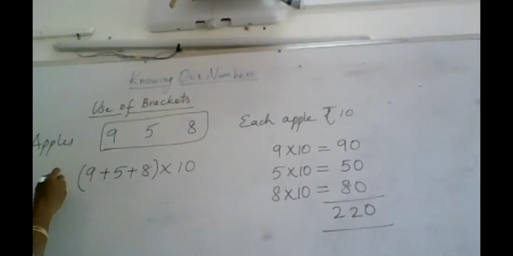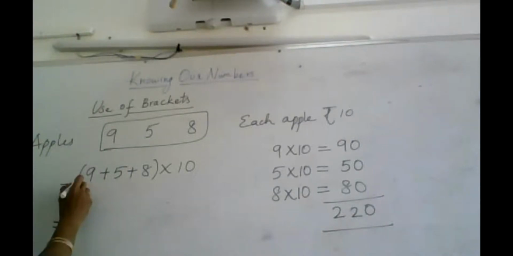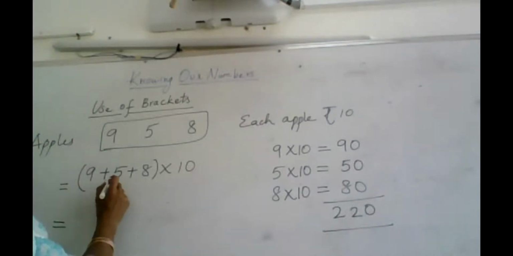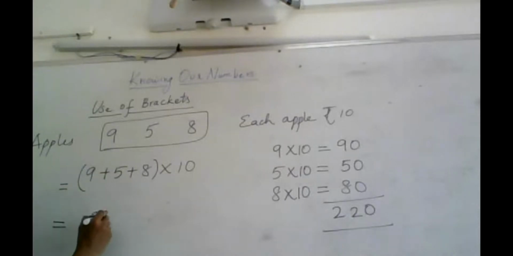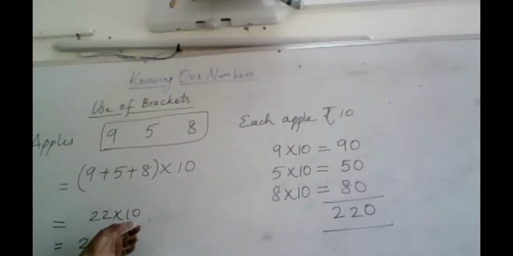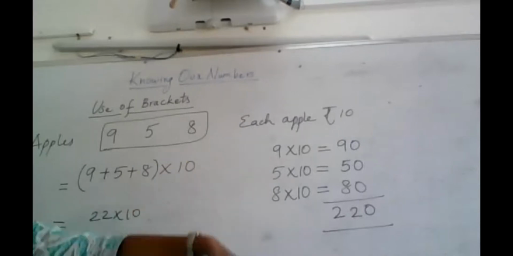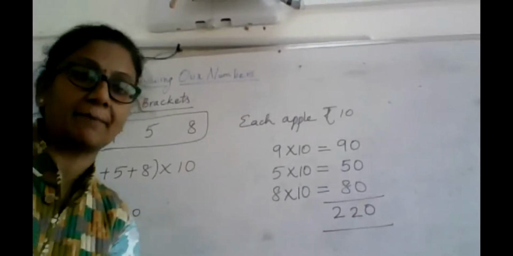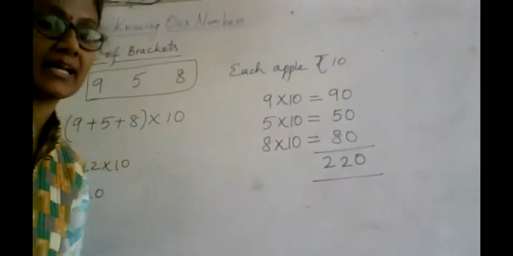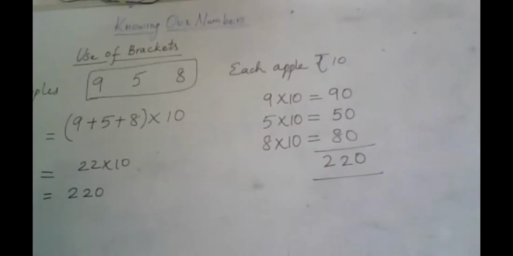Okay, now instead if you add all the apples first, you get 9 plus 5, 14. 14 plus 8 is 22, into 10. This is much easier because it is a multiplication by 10 only once. Here 3 times you are multiplying and then adding. Both of them mean the same. But this is where the brackets will help us to make our job easier.